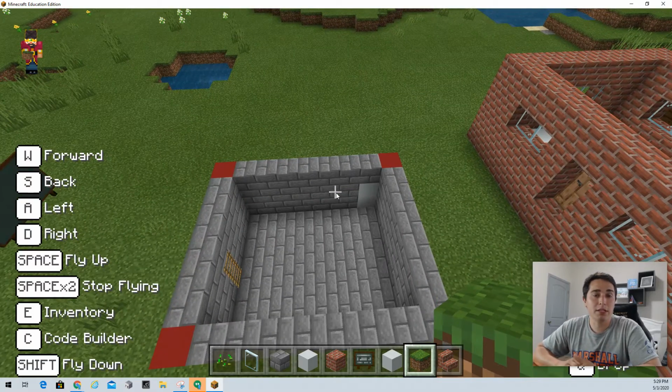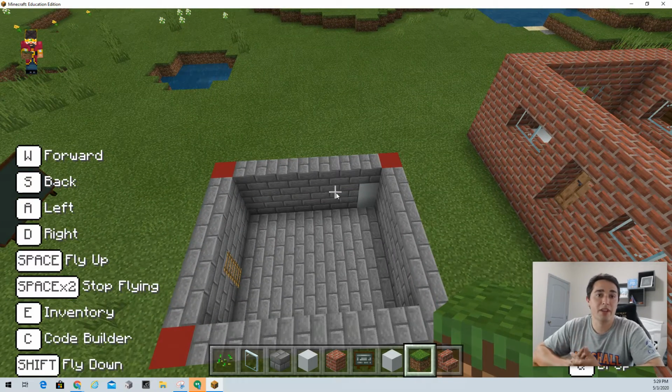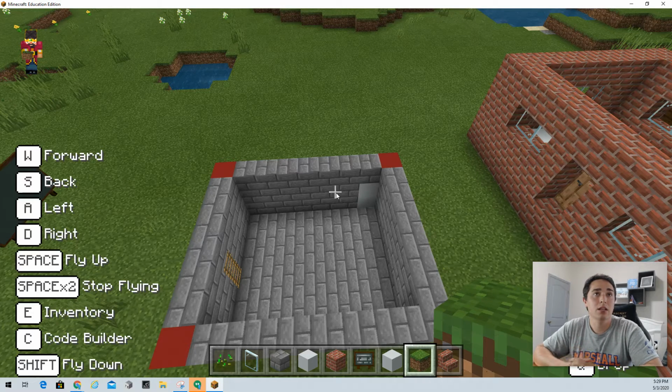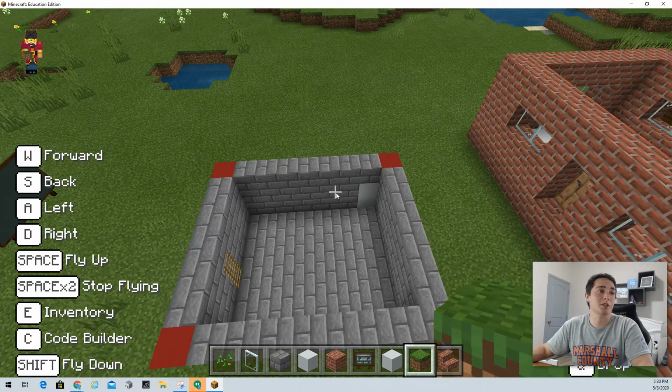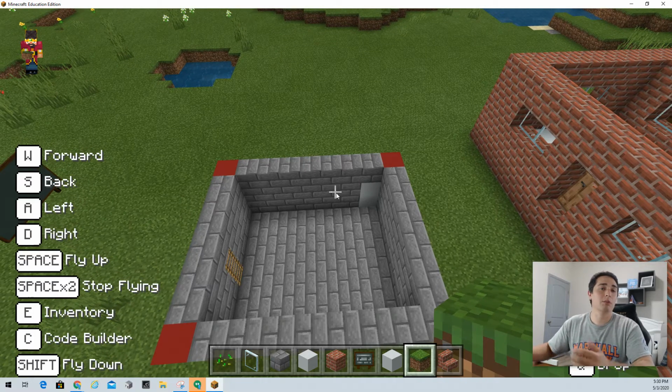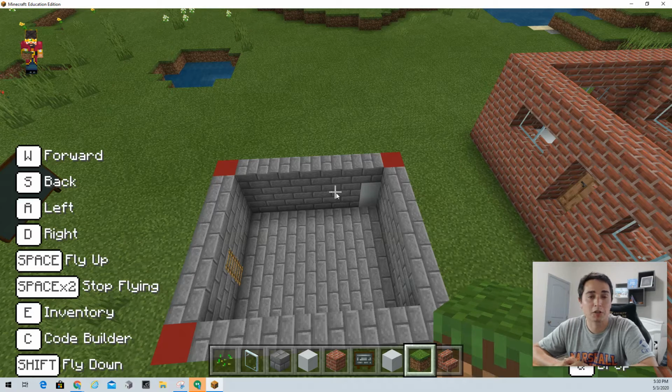Now with volume, the difference is you add in a different feature. To solve for volume, you have to have a height. You could do this in your bedrooms, but I figured it would be easier for you guys to do this with a separate project. We're going to be figuring out how much water we need to put into our pool for it to be full.